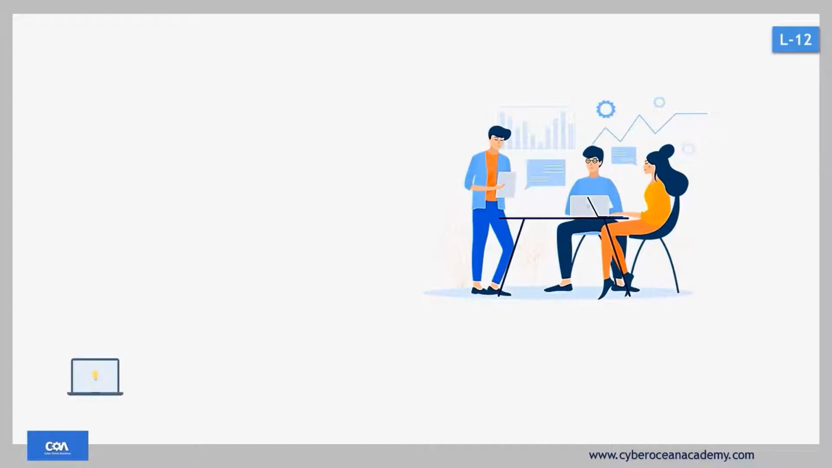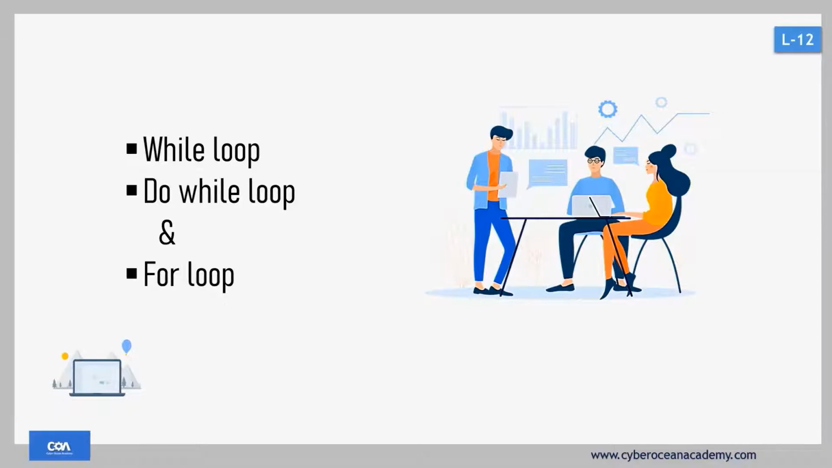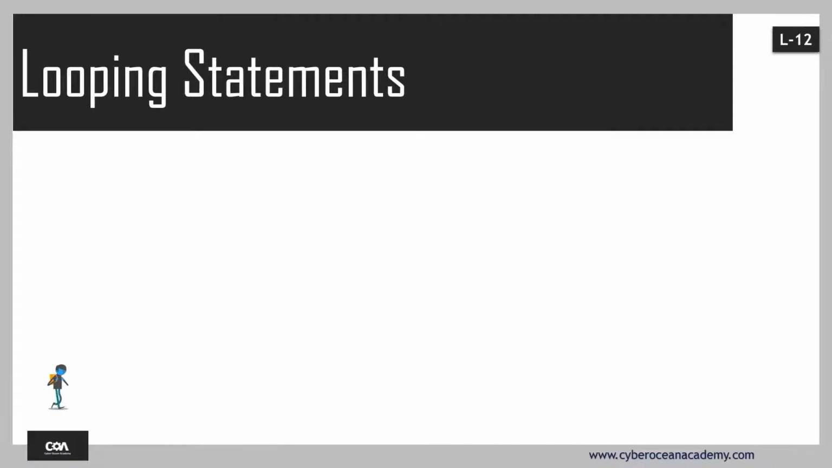In the last lecture, we discussed conditional statements. In today's lecture, we're going to talk about looping statements. There are three types of loop in C programming: while loop, do while loop, and for loop. Let's first discuss what looping statements are.